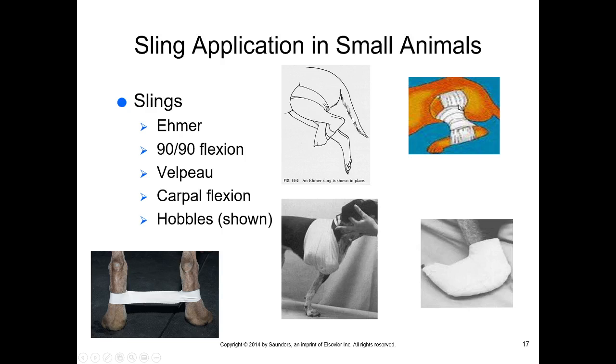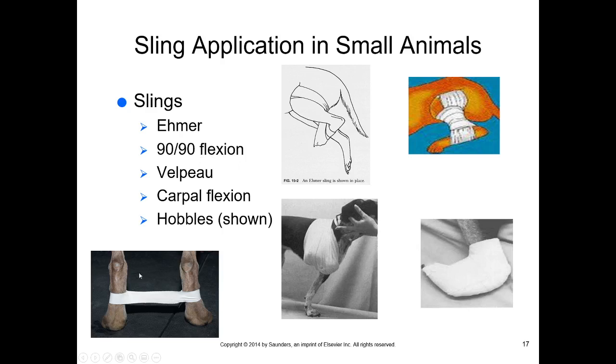It's similar to the 90-90 flexion, but if you notice the difference, we have this going straight up and down here, and this going 90 degrees to it. So this puts everything in flexion, and again, it keeps the animal from putting their foot down, so no pressure on the hip. So it protects the hip. So Ehmer and 90-90 flexion protect the hip.